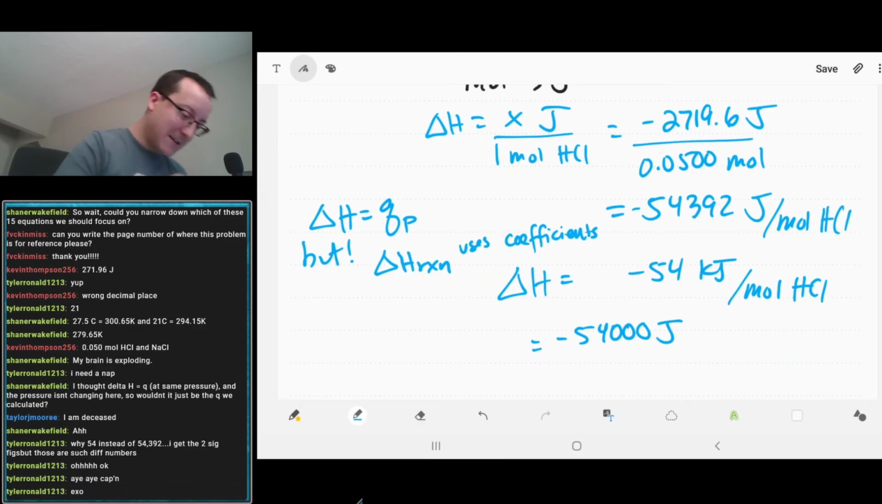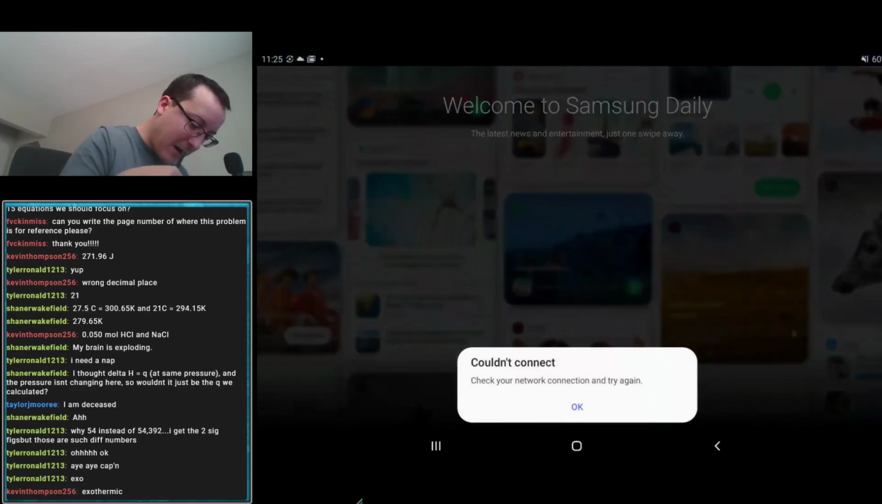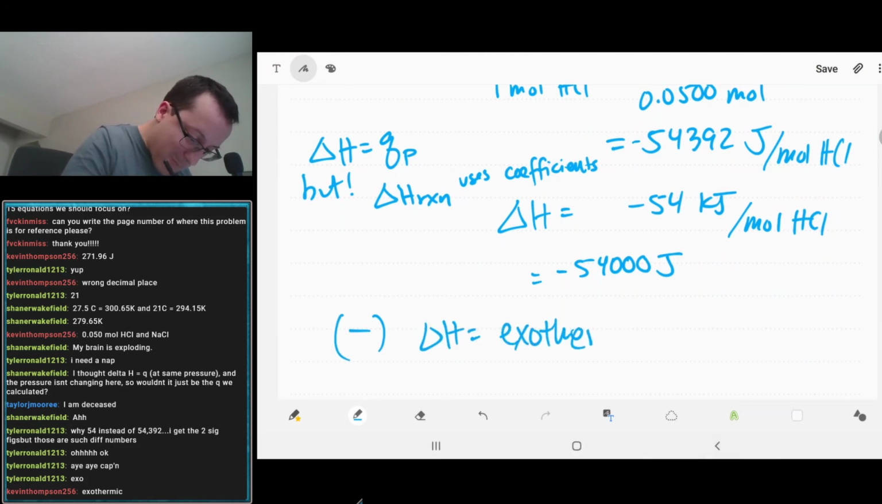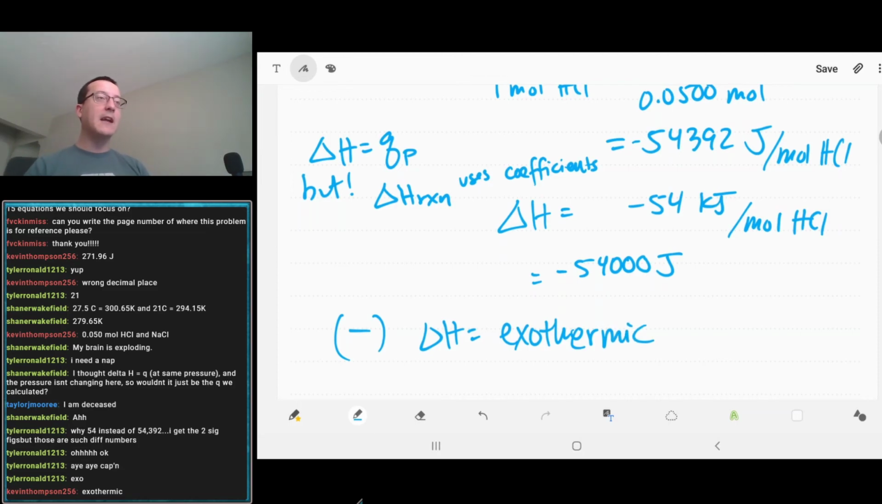Exo, yes. Negative delta H. And so that's why it heated up the surroundings, it heated up the solution, and that's why the solution's temperature increased.